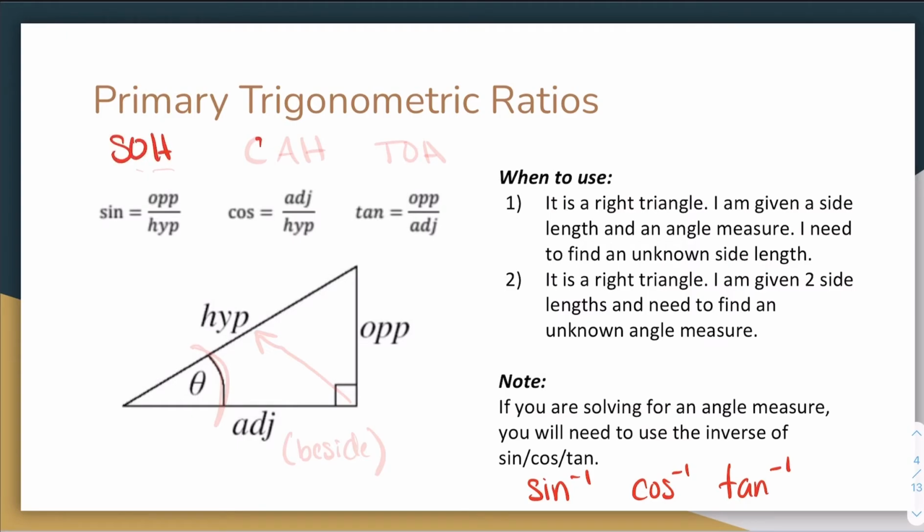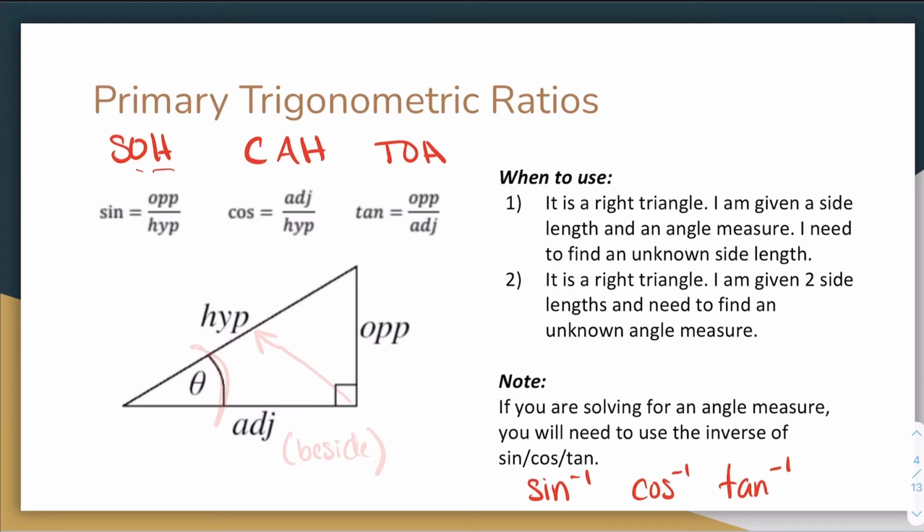I remember my trig ratios by saying SOHCAHTOA, which I'll always write on my page so that I remember. That tells me that if I have opposite and hypotenuse, I'm going to use the sine ratio. If I have adjacent over hypotenuse, I'm going to use the cos ratio. And if I have the opposite and adjacent, I'm going to use the tan ratio.